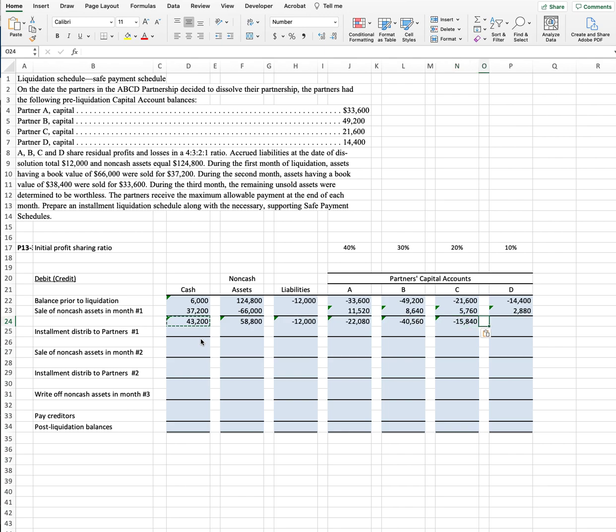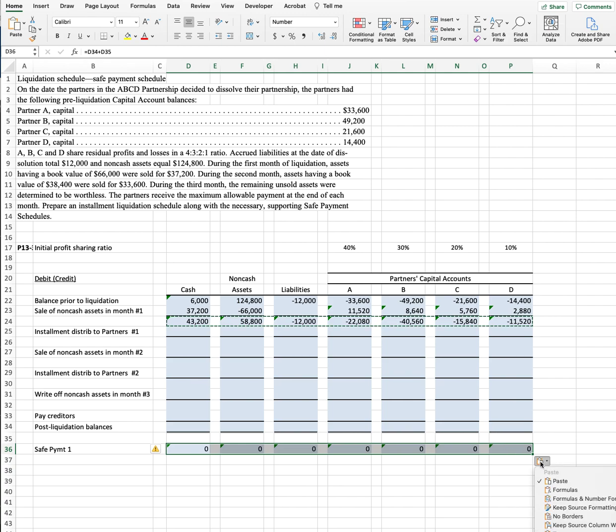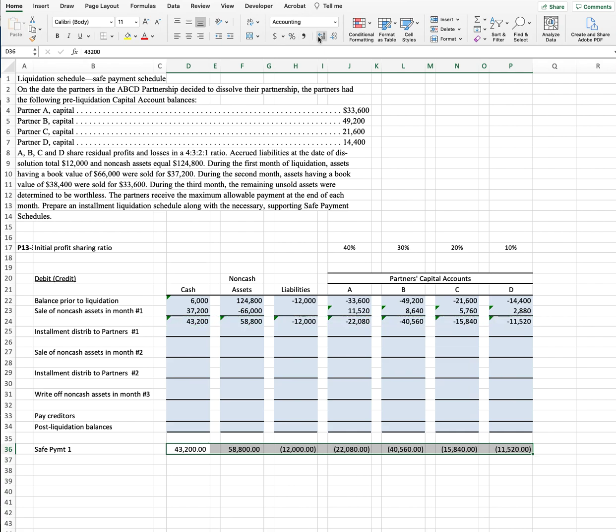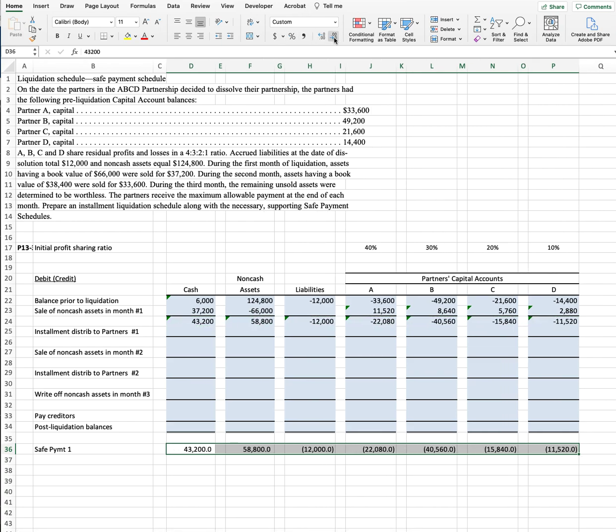Okay, so now the installment to the first distribution to the partners. We're going to create a little extra area down here. We'll call it safe payment 1. And I'm going to take from this point and copy it down to here. Oops, and we need to copy just the values so that we have these numbers and can work with them. Oh, I went the wrong way there. Okay.